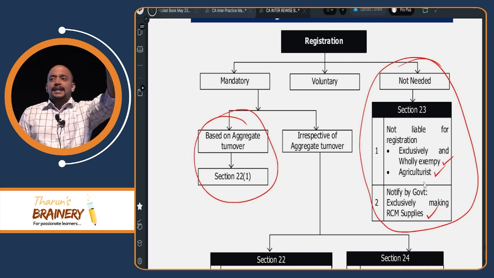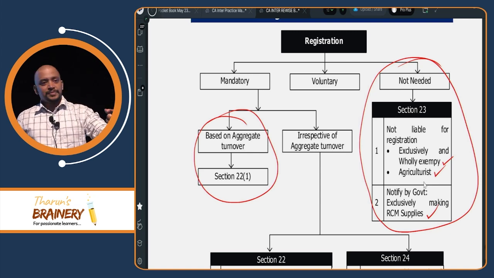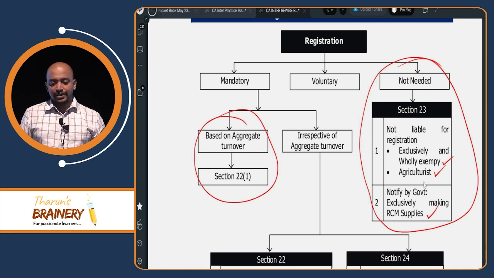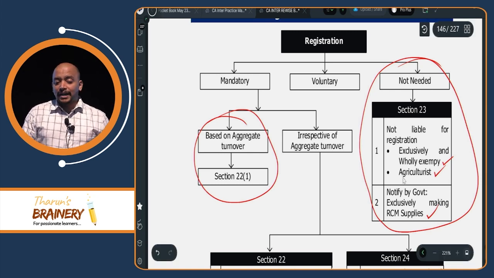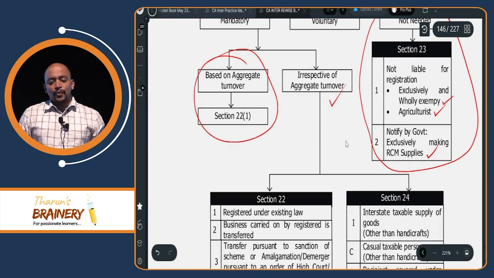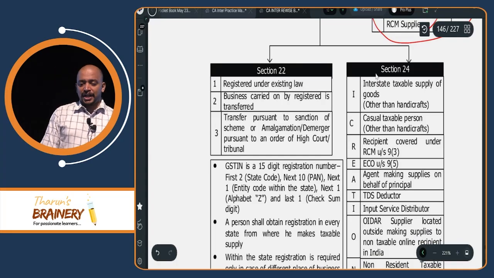Exclusively exempted, and exempted includes non-taxable. Then exclusively RCM supplies, and then agriculturist. They are exempted from registration. Then irrespective of aggregate turnover, some people are required to get registered as per section 22 and 24.